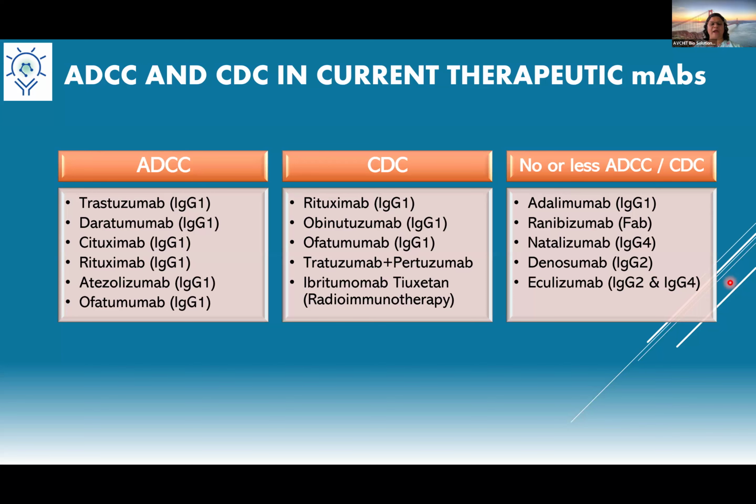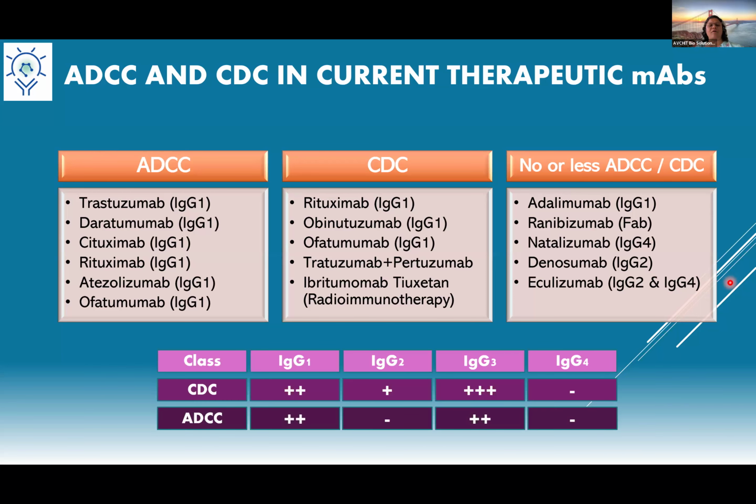Let us once have a look at the different classes of molecules: IgG1, IgG2, IgG3 and IgG4, where we have seen that CDC and ADCC activity is shown majorly by IgG1 and IgG3. We do not see ADCC activity when it is IgG2 or IgG4.